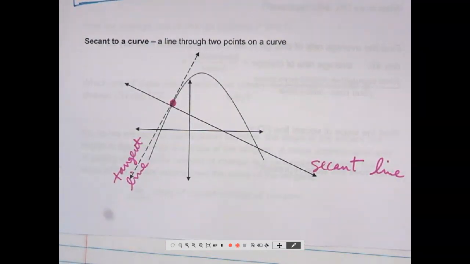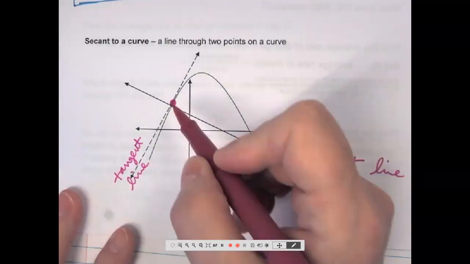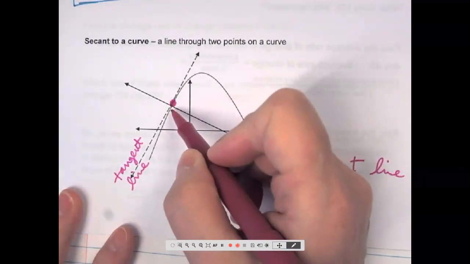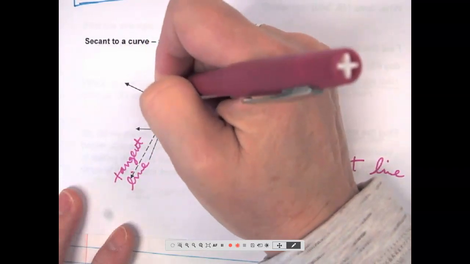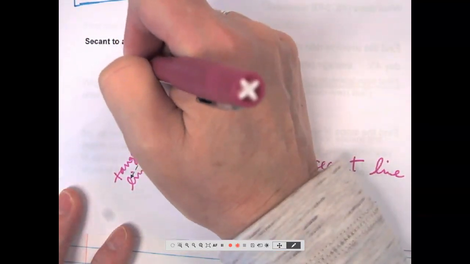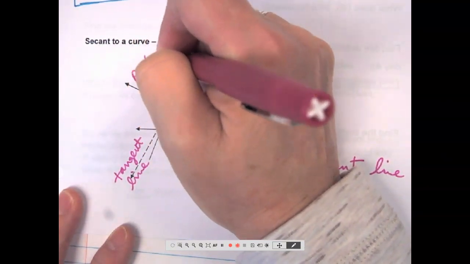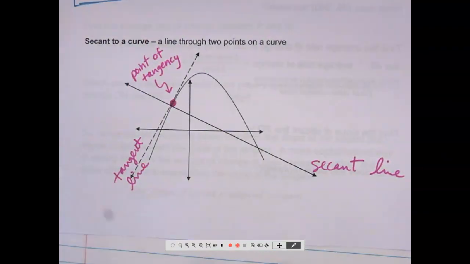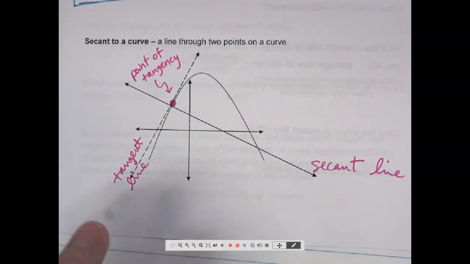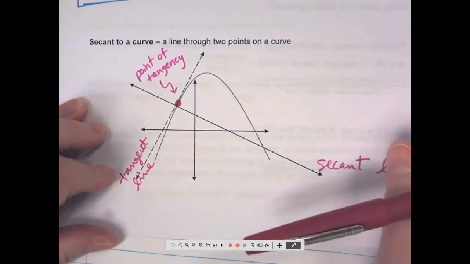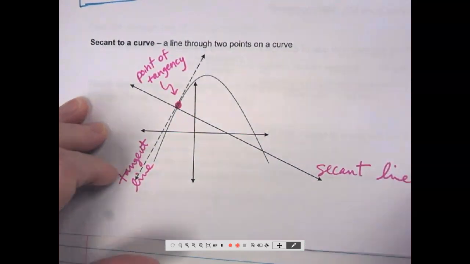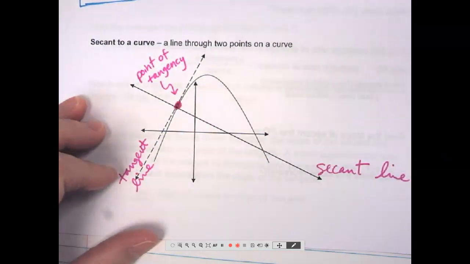A secant kind of goes through the graph or the shape or whatever you're discussing. This point where that tangent line touches the curve is called the point of tangency. It's the point where it brushes up against the curve. Everybody good with that? Is that also where it would intersect with the secant line? It looks like I drew it kind of so that it should be.